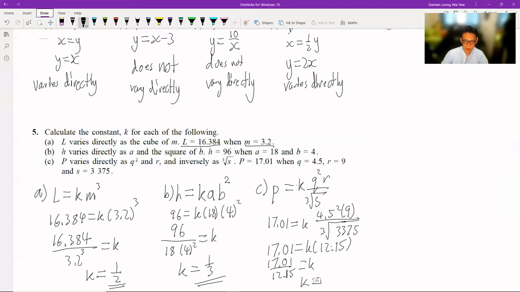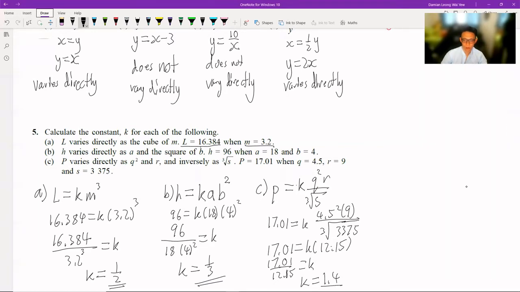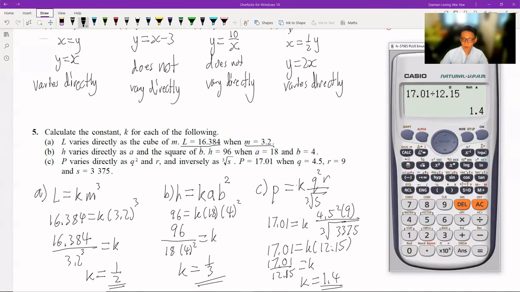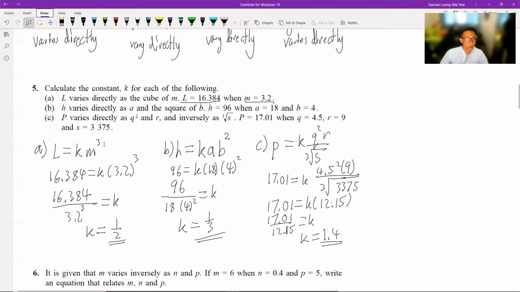So k is 17.01 divided by 12.15. I get 1.4. Again, if you put 7/5 also is fine. Fraction also okay. Okay, so that is question 5.